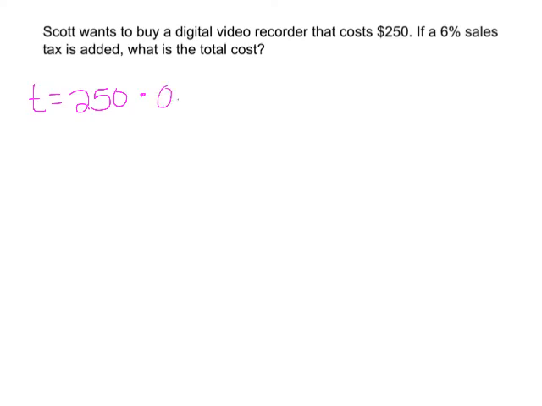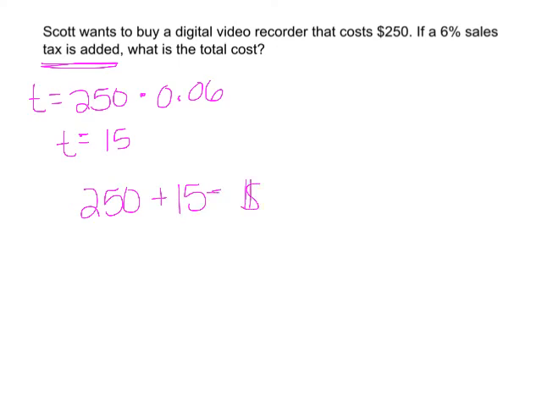So I'm going to multiply by 0.06, and then 250 times 6% is 15. So now I know that my tax is added to whatever my original cost is. So I'm going to have 250 plus my tax of 15. So I'm going to get that it's going to cost him $265.